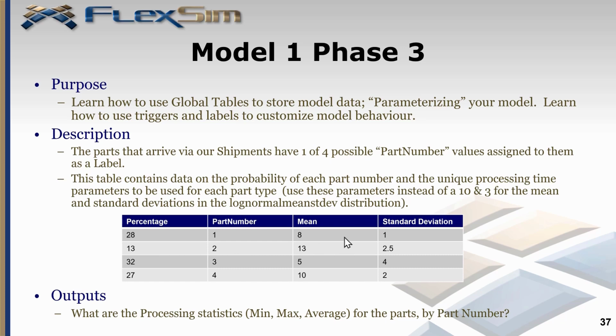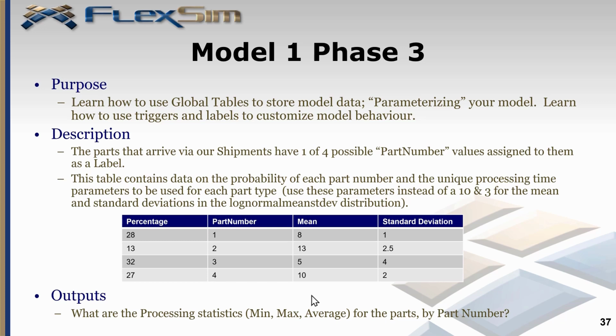And it contains the unique processing time parameters to be used for each part type. Instead of a 10 and a 3 for the mean and standard deviation that we used previously in phase 2 of the model within a log normal mean standard dev distribution, you're now going to need to look up a different mean and standard deviation for each part depending on its part number, as shown here in the table. The outputs we're looking for are what are the processing statistics, the min, max, and average, for the parts by part number.